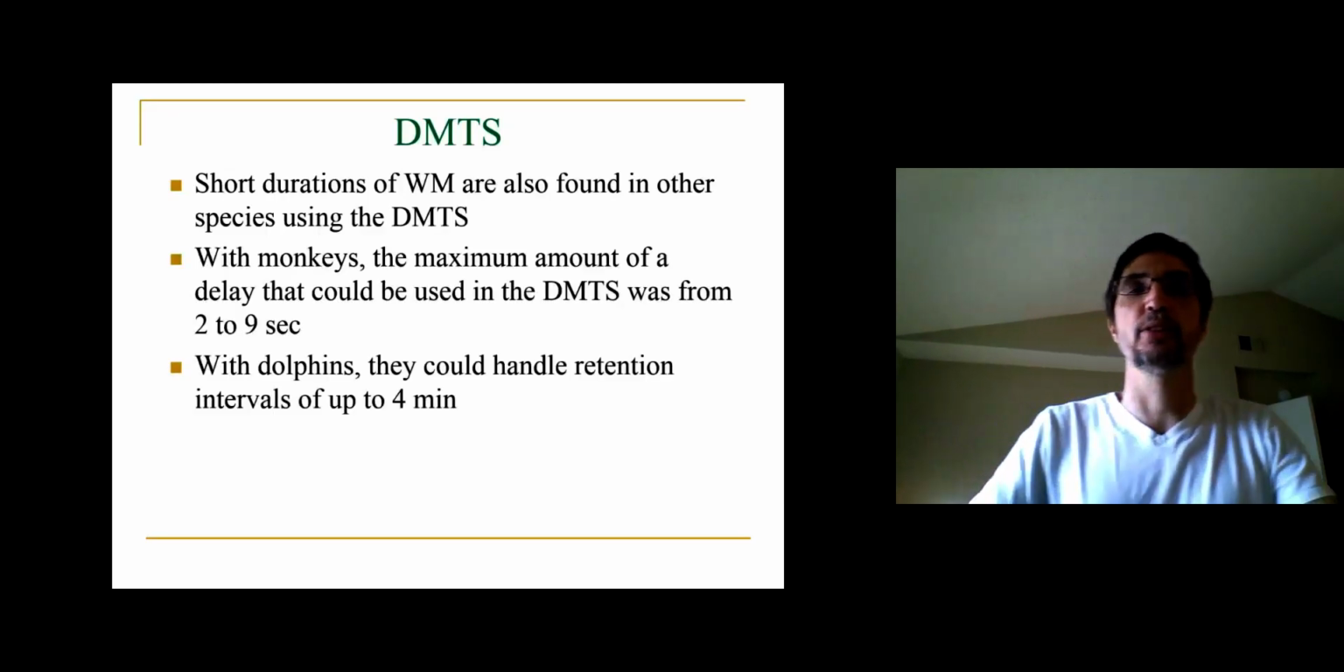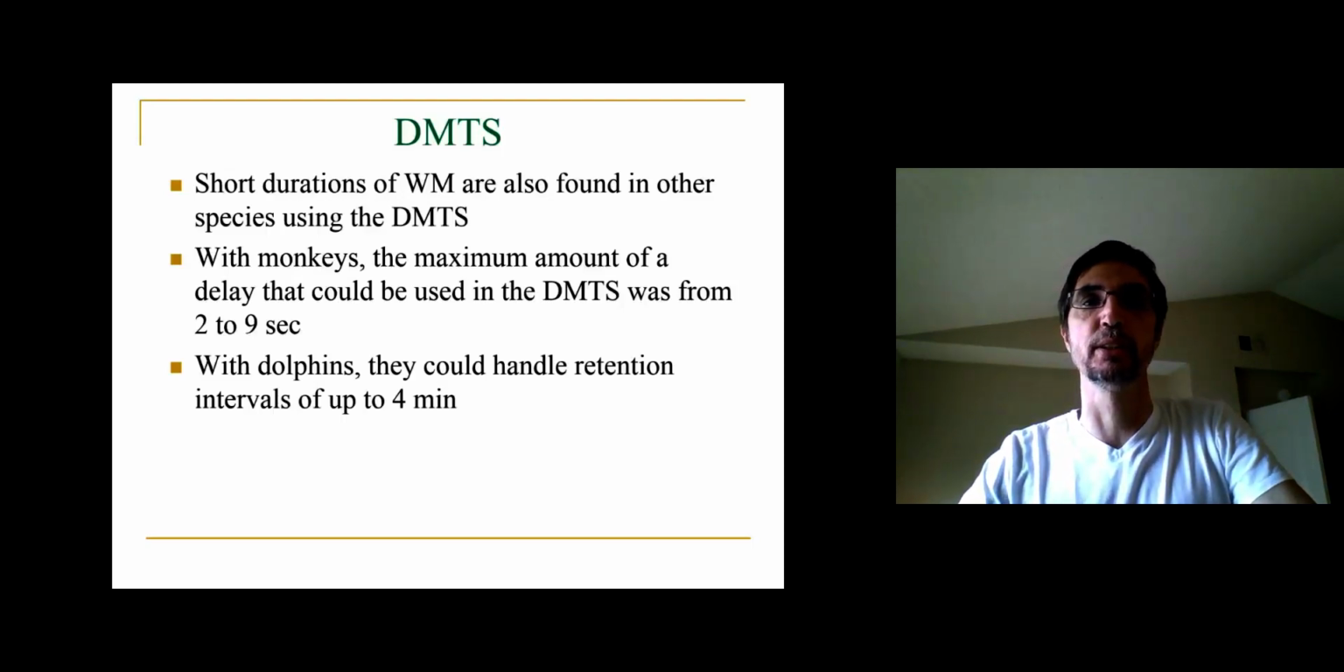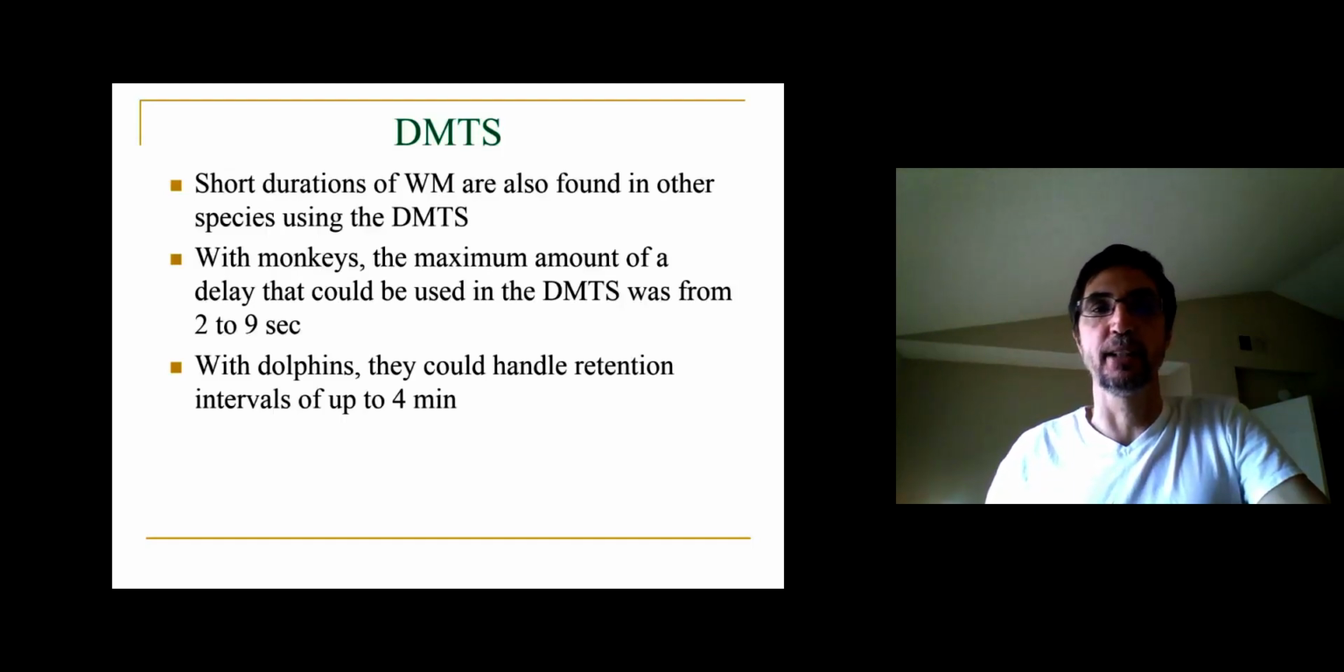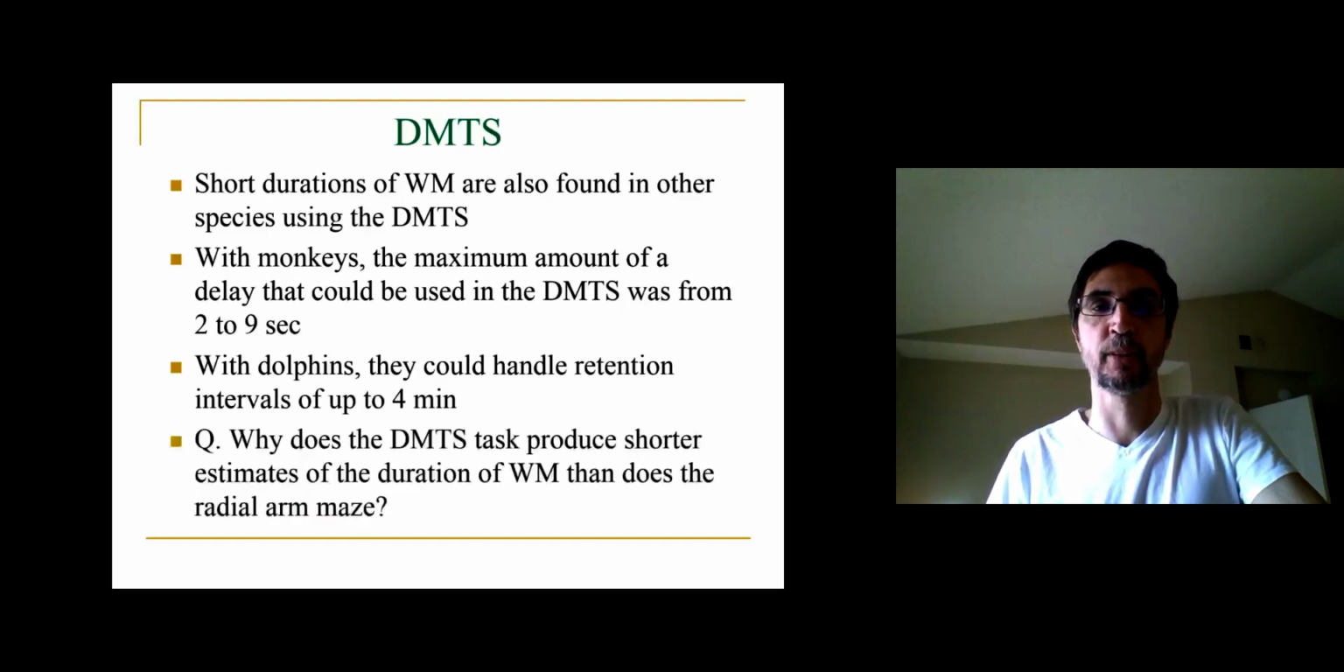Short durations of working memory are also found in other species using this task. With monkeys, for example, the maximum delay that can be used ranges from 2 to 9 seconds. With dolphins, they could handle retention intervals of up to 4 minutes, but still far shorter than the durations of working memory that you get with the radial arm mazes. So this raises a question: why does the delayed match-to-sample task produce shorter estimates of the duration of working memory than does the radial arm maze?